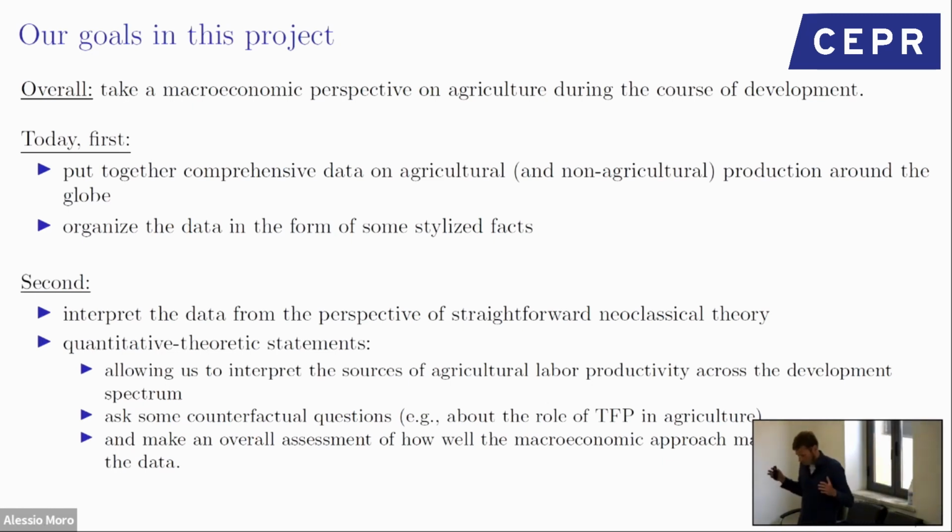Okay, so what are our goals in this project? It's a macro take on this, and first we put together a data set and put data on the table about agriculture and non-agricultural production around the globe. For agriculture, we have in mind four production factors, which are capital, labor, land, and intermediate inputs. And we construct a data set about quantities and prices of those inputs around the globe. And then we just plot these data and organize it in terms of some stylized facts.